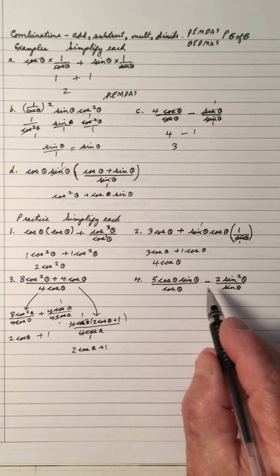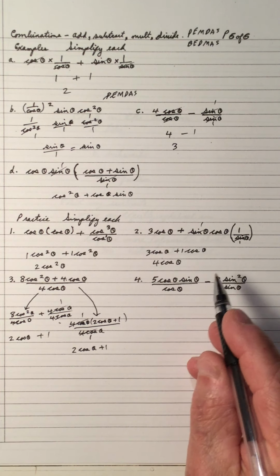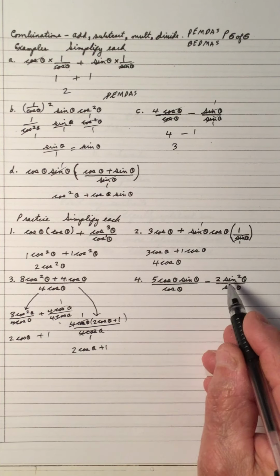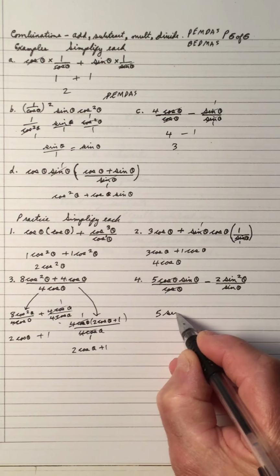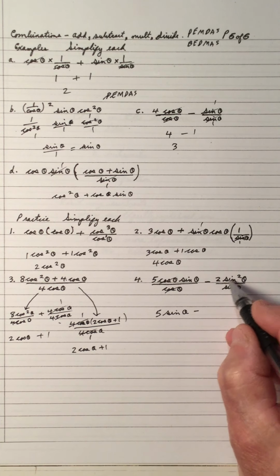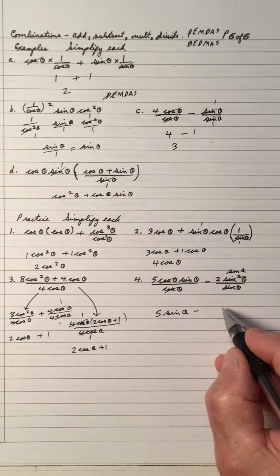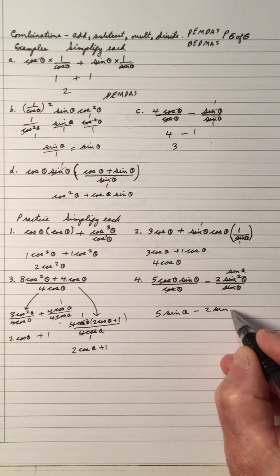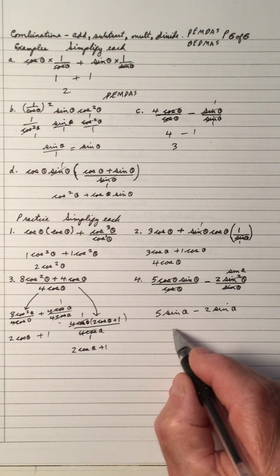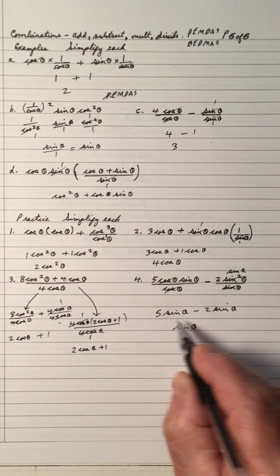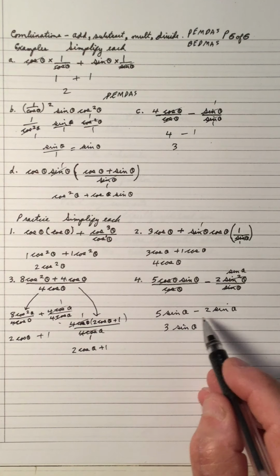And number 4, we have PEMDAS, we have no brackets, no powers, so we have to work this fraction here, we have to divide. So the cos cancels out to give me 5 sine theta. And the sine cancels out to give me a sine theta. So that's 2 sine theta. And now they're like terms, so that's sine theta. So 5 minus 2 is 3. So we did the division first, and then we subtracted after.